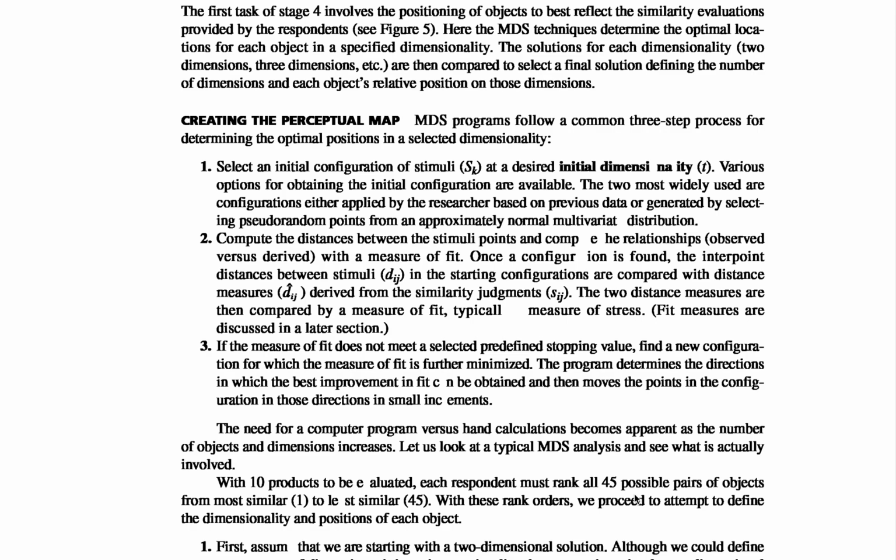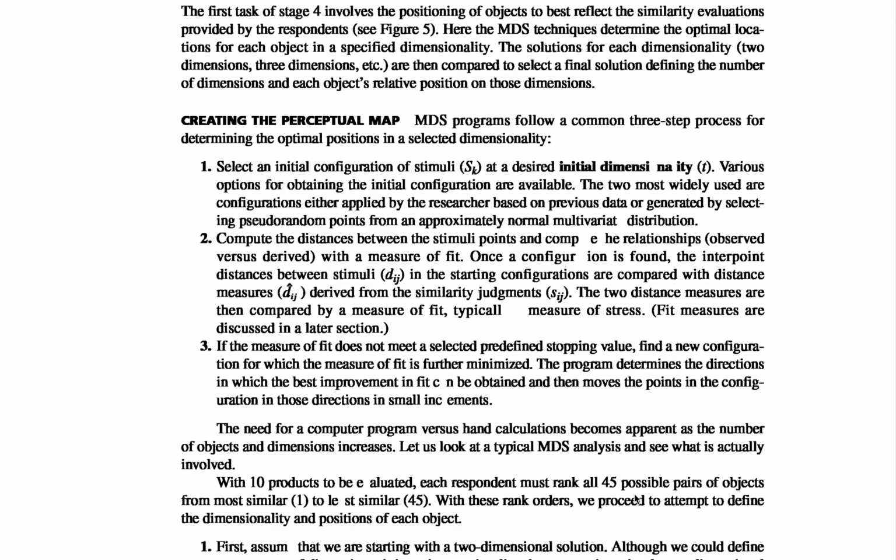Multidimensional scaling programs follow a common three-step process to determine the optimal positions in a selected dimensionality. Number 1, select an initial configuration of the stimuli. At the desired initial dimensionality, various options for obtaining the initial configuration are available. The two most widely used are a configuration supplied by the researcher based on previous data, or one generated by selecting pre-derived points from an approximately normal multivariate distribution.